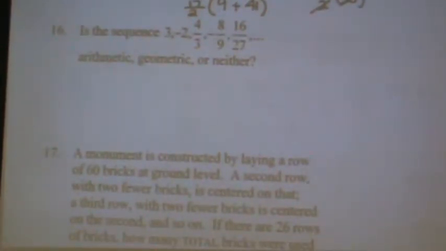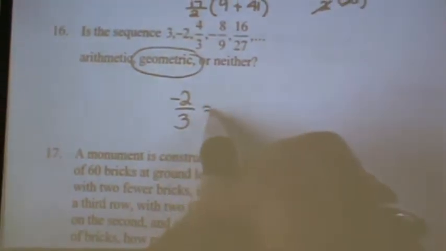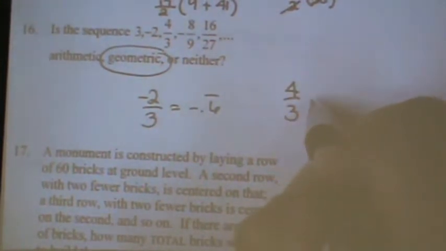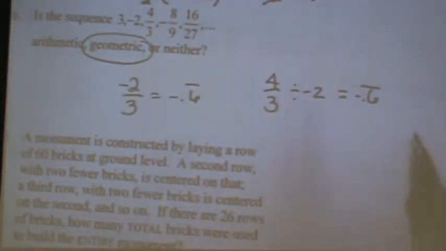Okay, next. You should all be able to tell whether something's arithmetic or geometric. Does it have a common difference or a common ratio? This one had a common ratio. It was geometric. How do I get it? Well, I do negative 2 divided by 3, and you get negative 0.6 repeating. And then I did 4/3 divided by negative 2. I got negative 0.6. The other thing you could do is take the first 2, and see if you multiply, it gives you the next term. There's a couple different ways you can do it, but geometric is the answer to this one.